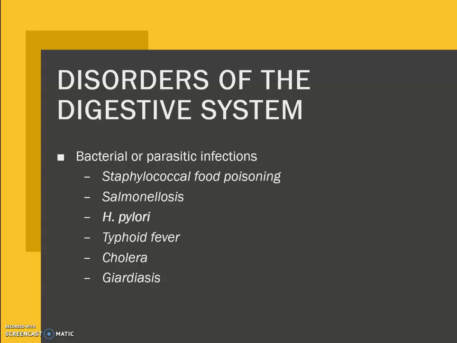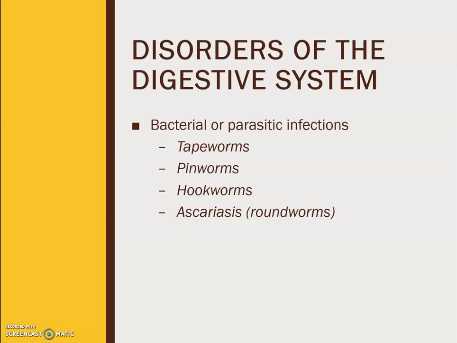Bacterial or parasitic infections, staphylococcal food poisoning, or this is also referred to as hepatitis A, H. pylori, typhoid fever, cholera, are just some of the disorders caused by bacterial or parasitic infections. There's also tapeworms, pinworms, hookworms, and roundworms. We do diagnose parasites and ova inside our lab, and this will be covered again inside Chapter 16.